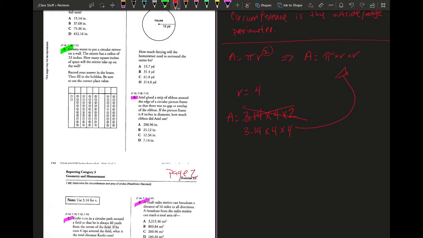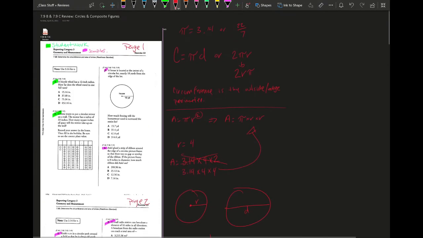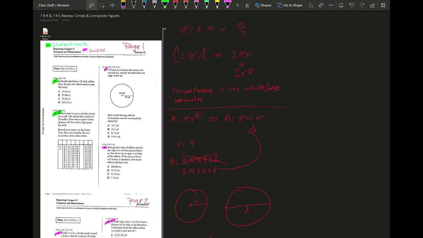Okay? Just a reminder. Now, we have two more terms. We have diameter and radius. And just to give you an example, the radius is the line from the center of the circle to the edge, and the diameter is the line all the way across. And you can also find this. So the diameter equals 2 times the radius. That's why the formula is right here on the circumference.